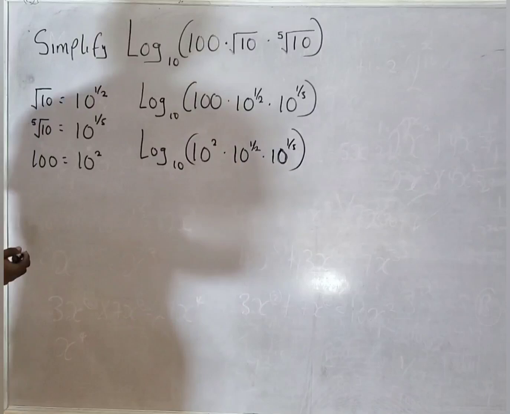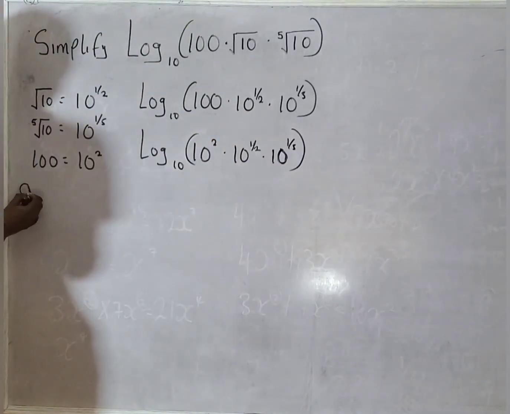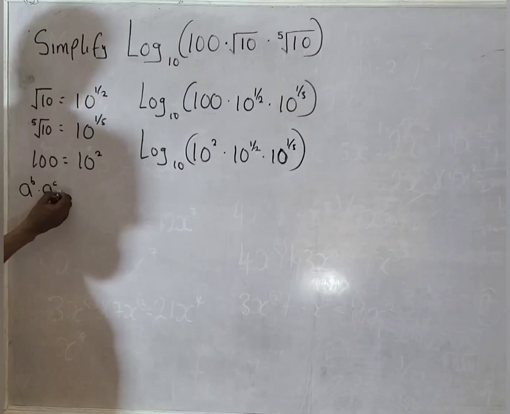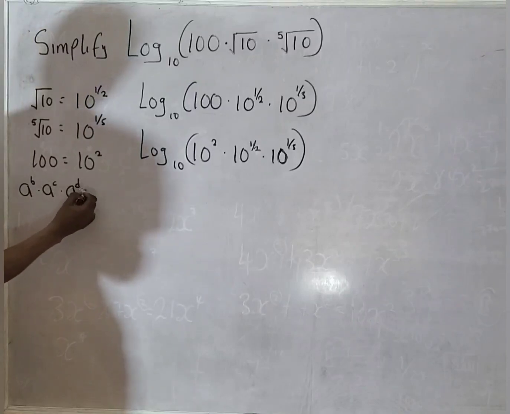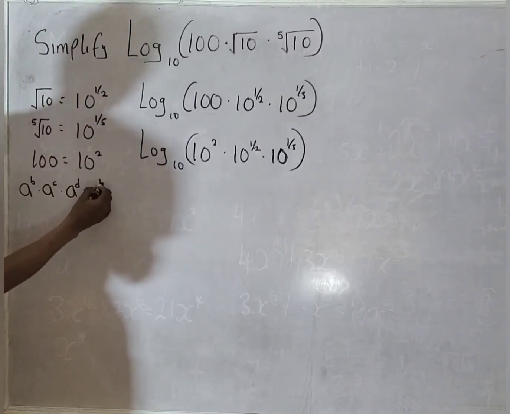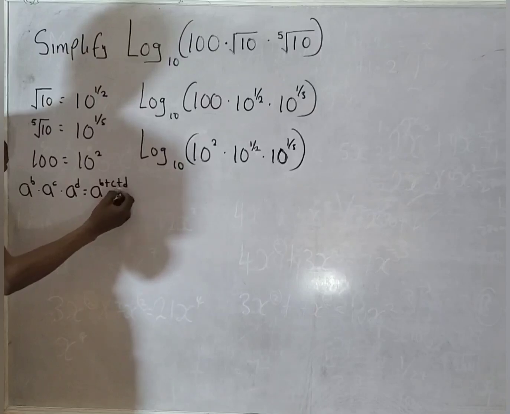Are you getting it? Also, do not forget the law. If you have a raised to the power of b multiplied by a raised to the power of c multiplied by a raised to the power of d, this can be written as a raised to the power of b plus c plus d. Are you following?